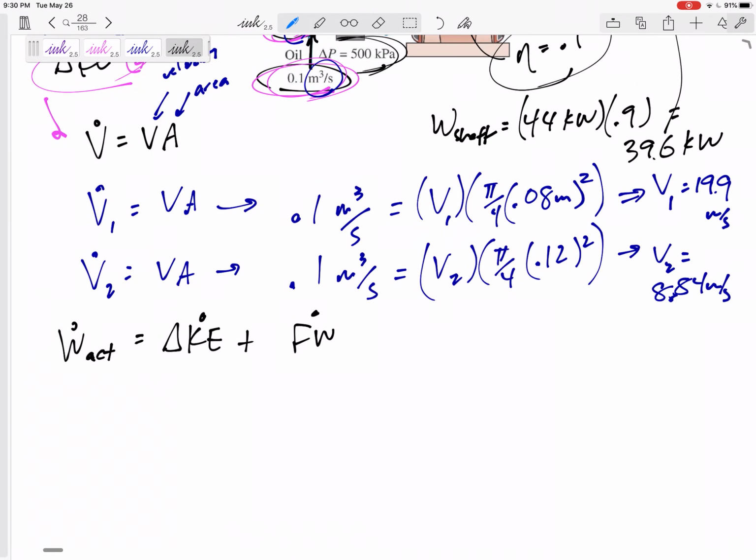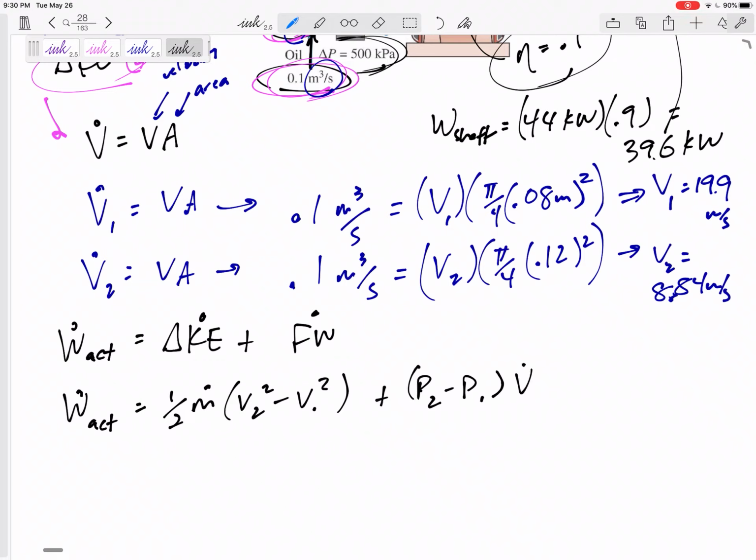These are watts or kilowatts. So the work would be 1/2 m dot (v2 squared minus v1 squared) plus (p2 minus p1) V dot. So those equations would be on our formula sheet. Normally I think of kinetic energy as 1/2 mv squared, but that's the total kinetic energy. The power kinetic energy is 1/2 m dot v squared.